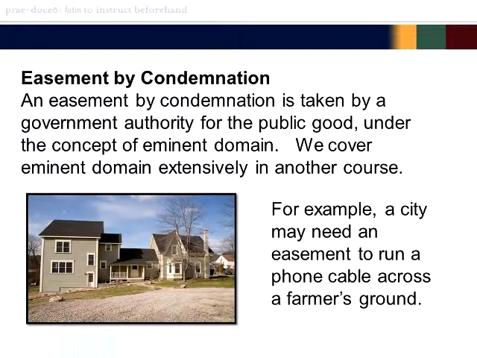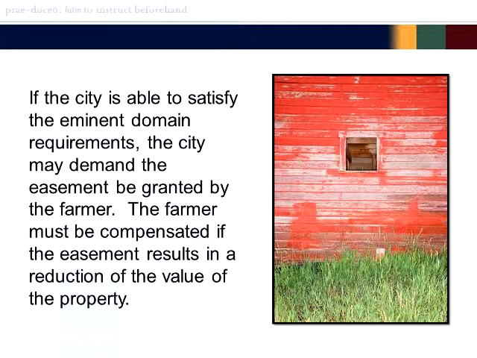Easement by condemnation. An easement by condemnation is taken by a governmental authority for the public good, under the concept of eminent domain. We cover eminent domain extensively in another course. For example, a city may need an easement to run a phone cable across a farmer's ground. If the city is able to satisfy the eminent domain requirements, the city may demand the easement be granted by the farmer. The farmer must be compensated if the easement results in a reduction of the value of the property.